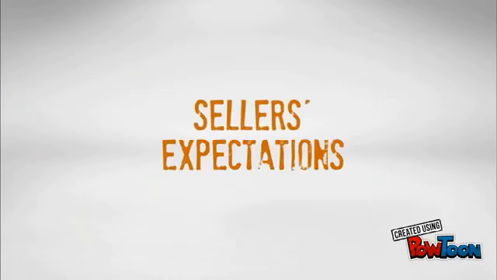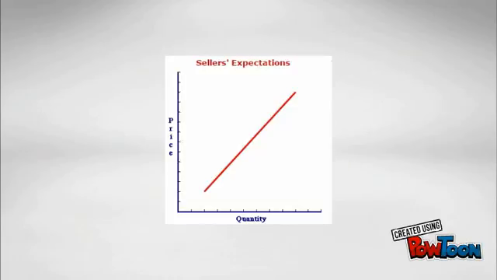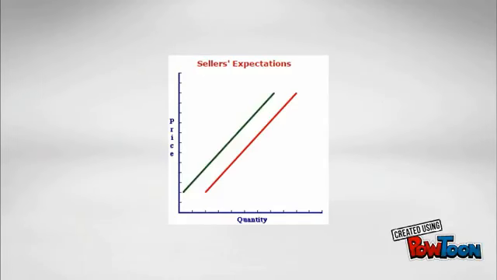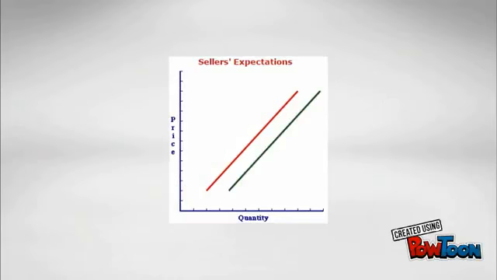Sellers' expectations. The decision to sell a good today depends on expectation of future prices. Sellers seek to sell a good at the highest possible price. If they expect the price to rise in the future, they are inclined to sell less now. If the sellers expect the price to decline in the future, they are inclined to sell more now.